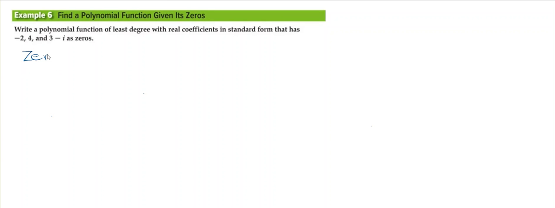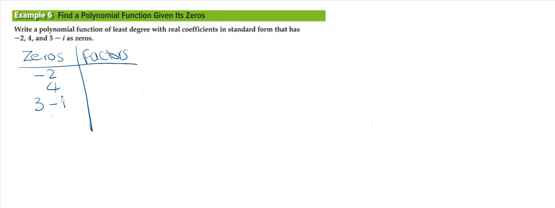So the zeros of my function are my factors. We're given the zeros at -2, 4, and 3 minus i. So the conjugate theorem tells us that when we have a minus, we'll also have a plus. So they come in pairs. So there's also going to be a 3 plus i. So we've got 4 roots. So we know that it is going to be to the power 4.